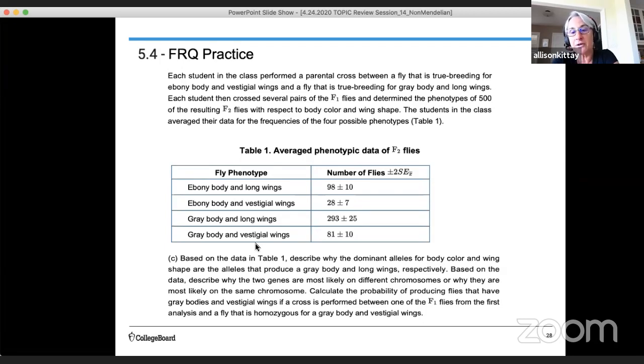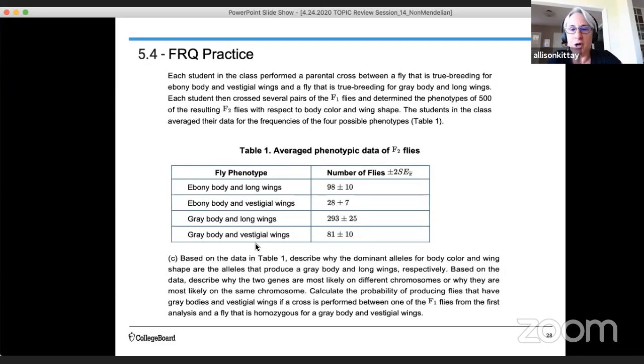And then you're asked to calculate the probability of producing flies that have gray bodies and vestigial wings if a cross is performed between one of the F1 flies, so the dihybrid from the first analysis, and a fly that is homozygous dominant for gray body and homozygous recessive for vestigial wings. So that would be homozygous for the dominant trait and homozygous for the recessive trait. You're going to have to work that out, but I'm going to show you.